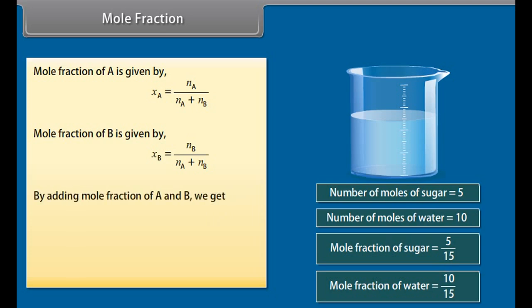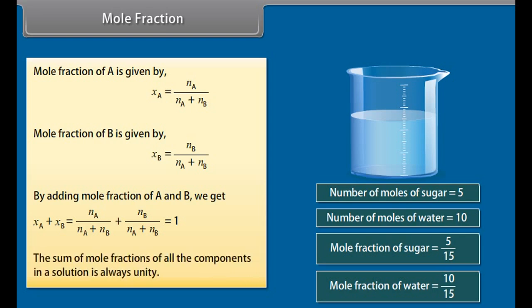By adding mole fraction of A and B, we get XA plus XB is equal to 1. It implies that the sum of mole fractions of all the components in a solution is always unity. Example on mole fraction.